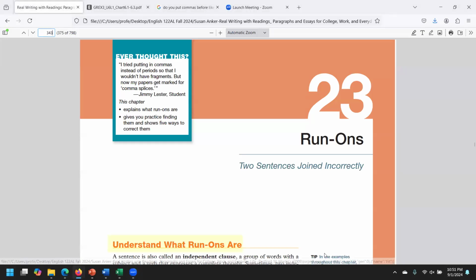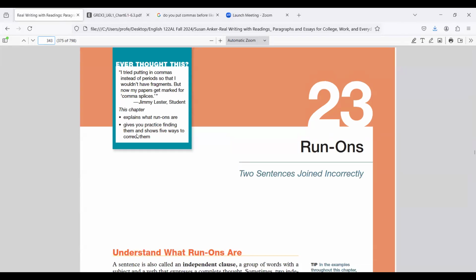This is the video on run-ons. It starts on page 343. Run-ons are kind of like the opposite of fragments. Fragments is when you're missing something, and run-ons is when you do too much. They're two sentences or more than two sentences joined together incorrectly.